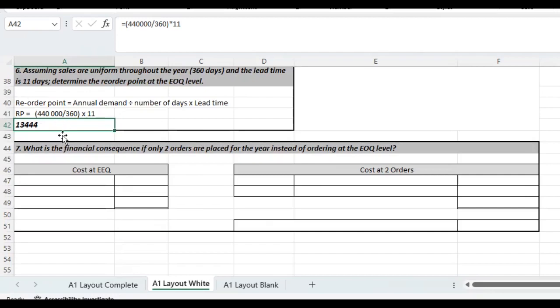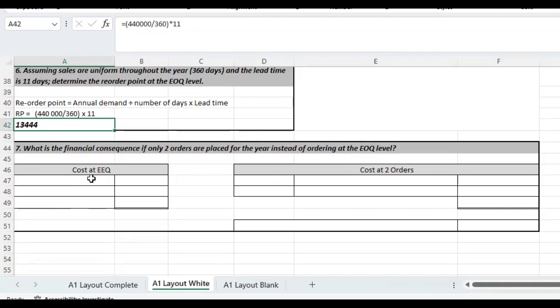I know that this number here of 13,444 is bothering some of you. It bothers me as well. It's not wrong. It's the correct value, the correct number. But practically, it will have an implication that doesn't form part of the question, but I am going to explain it to you. Okay, so what is the financial consequence if we only place 2 orders?